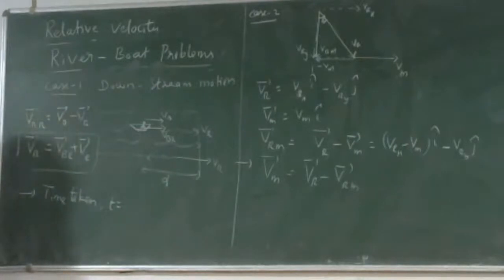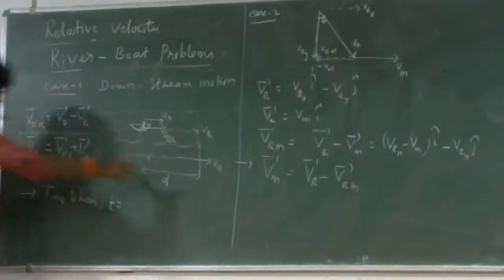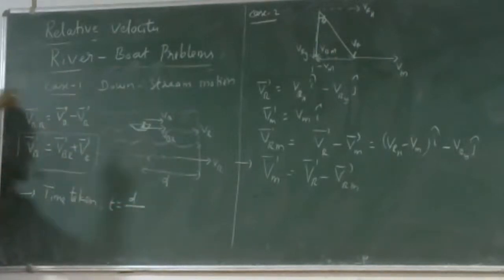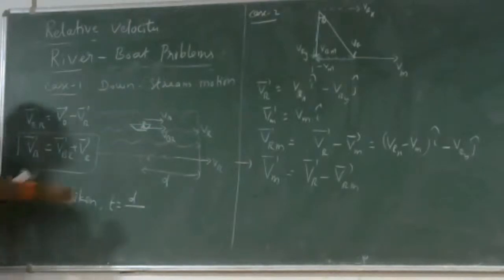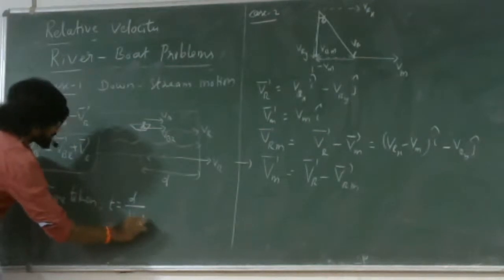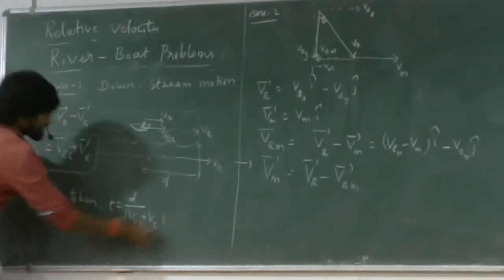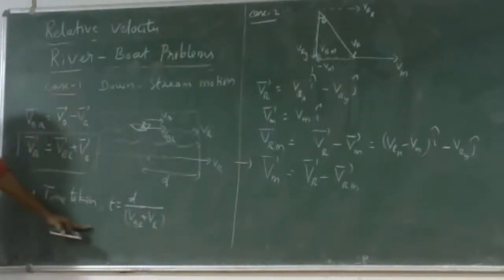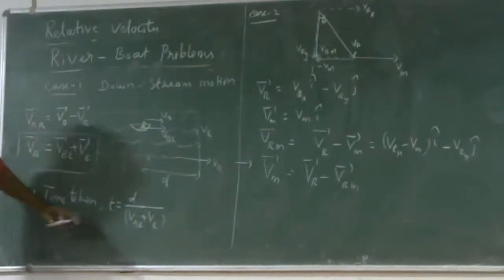Distance by velocity. If the distance traveled is d, then d by what velocity? With what velocity is it traveling with respect to ground? Velocity of the boat with respect to ground, so there is VBR plus VR. This is the velocity, so distance divided by this velocity will give you the time downstream. Is it clear, everyone? This is the first case.